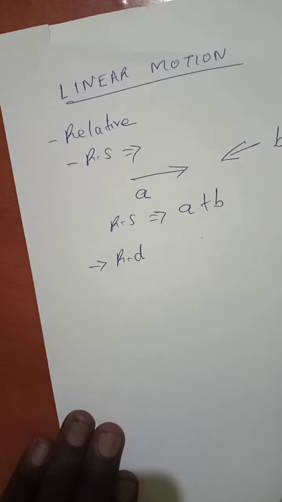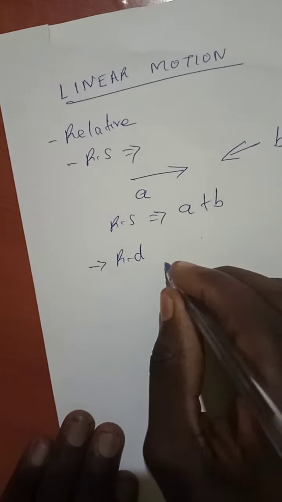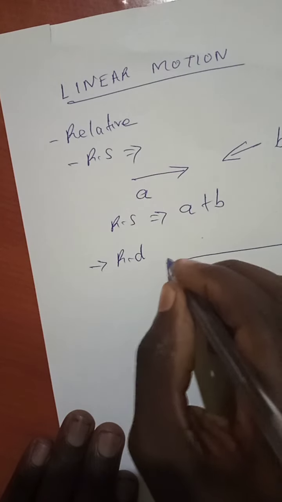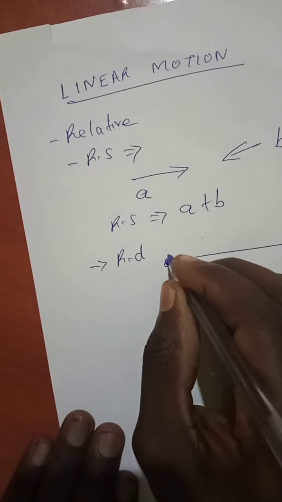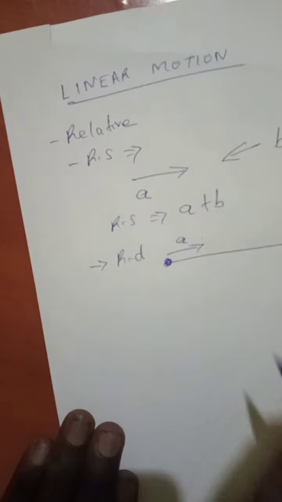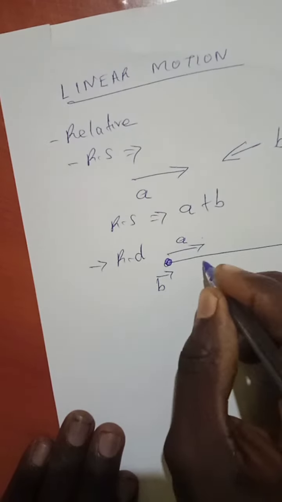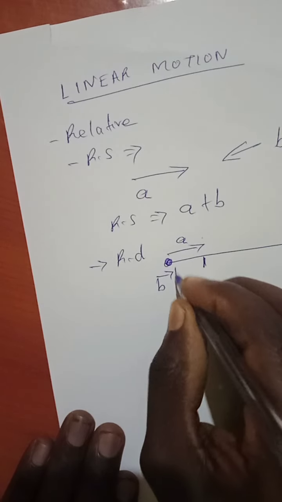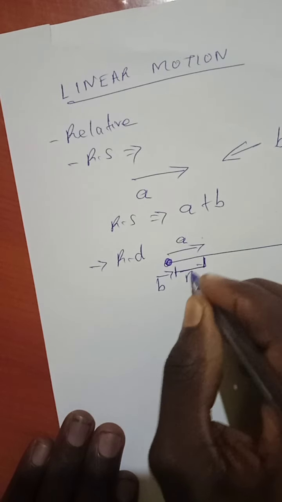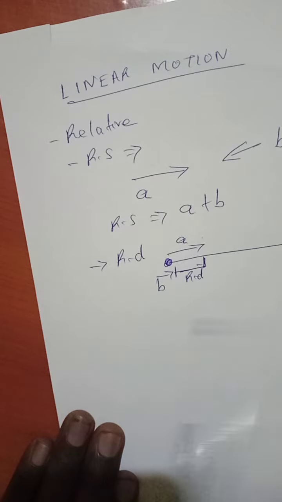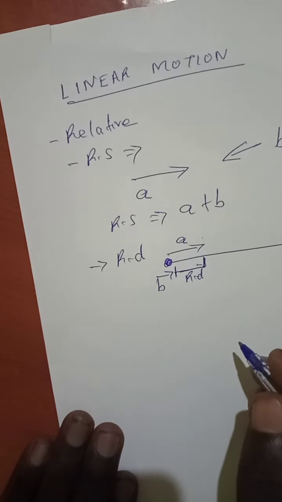Relative distance is the distance between the two bodies when they are moving at the same time. That means if you have a distance to be covered, body A can be moving from this point towards this point. Let's say this is body A. Then you have another body B that is following it after some time. So the distance between the position of body A and the position of body B is what we call relative distance. That is for the one going in the same direction.